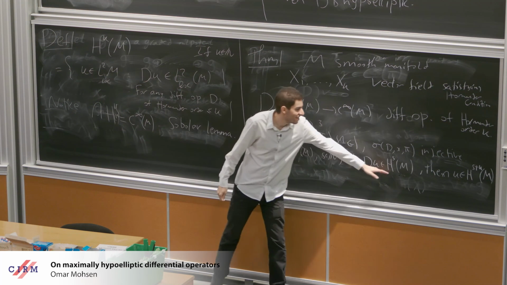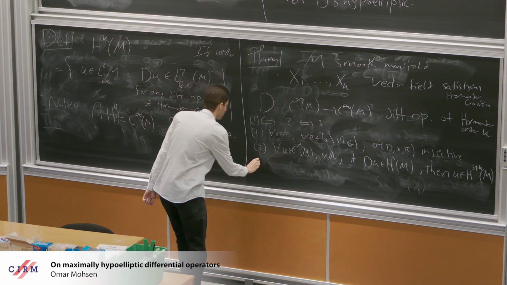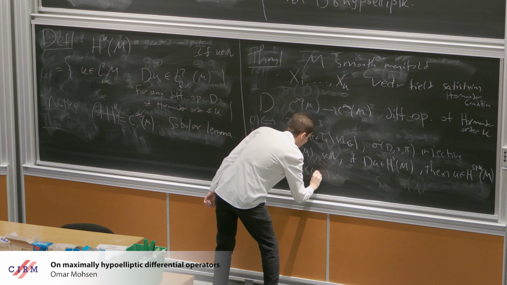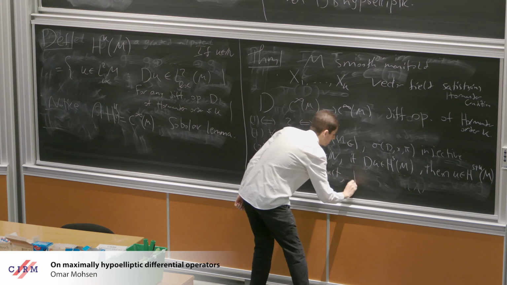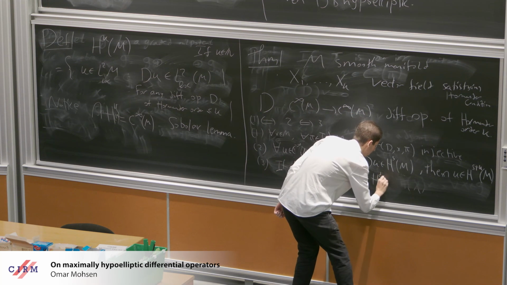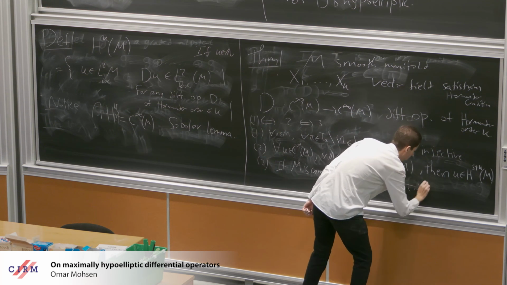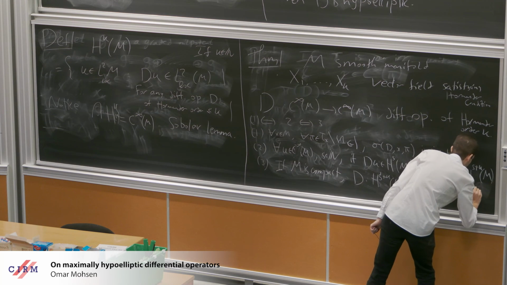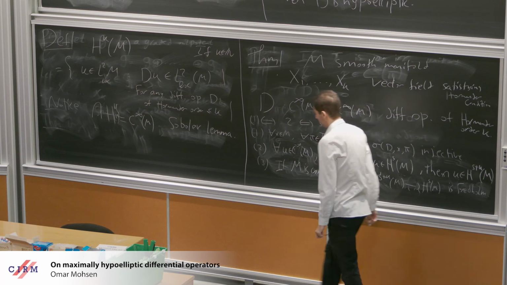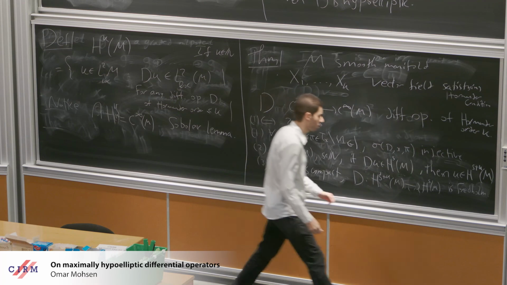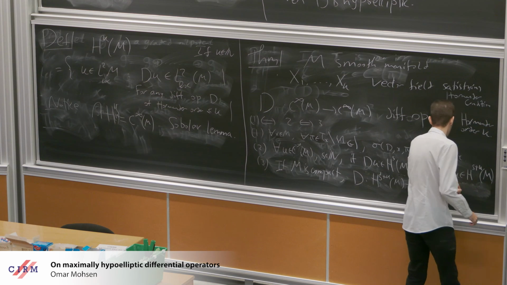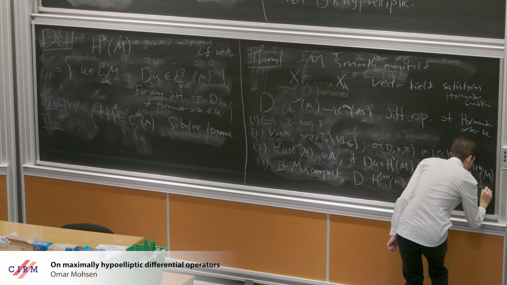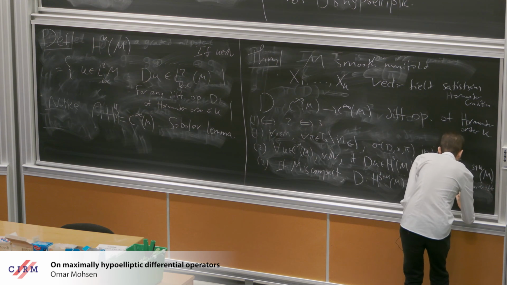And the third is that if M is compact, D from Hs plus K to Hs is Fredholm. Yeah, it's left invertible modulo compact operators.